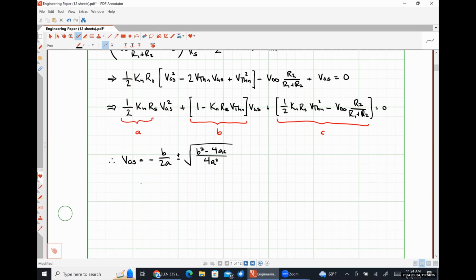And this comes out to be VTHN minus 1 over KNRS plus, excuse me, plus or minus the square root of 1 over KNRS squared plus 2 over KNRS times VDD R2 over R1 plus R2 minus VTHN.